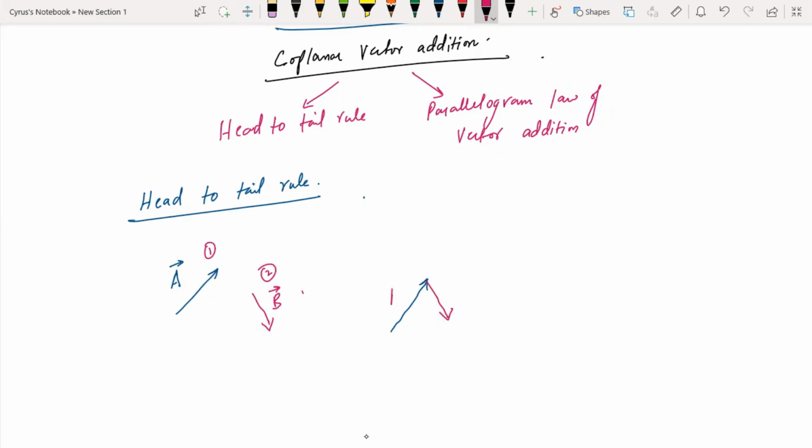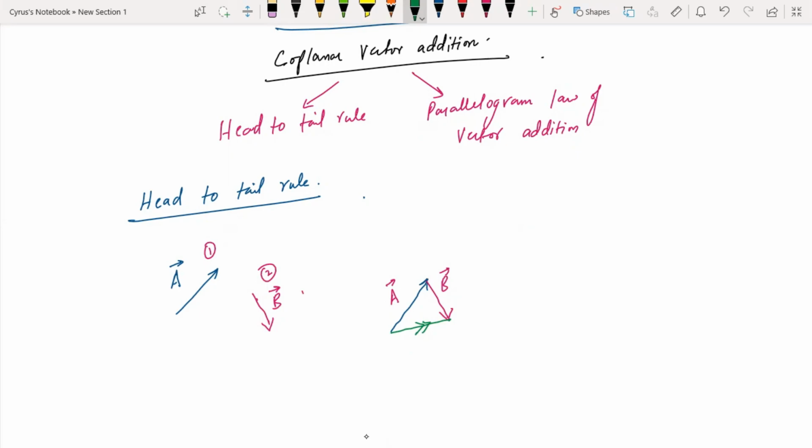This is vector 1. This is vector 2. The head of the first vector joins with the tail of the second vector. And the tail of the first vector joins with the head of the second vector to give you the resultant, right?